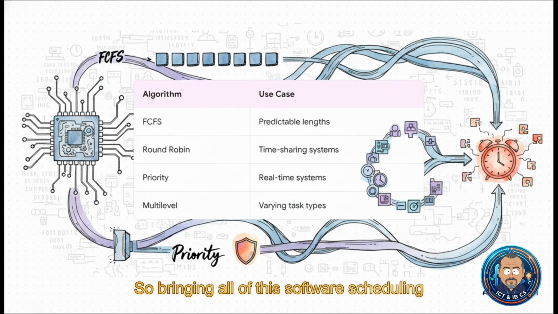So bringing all of this software scheduling together, there really is no single best algorithm. The OS is smart. It dynamically shifts between first come, first served for those simple, predictable background tasks. It uses round robin to make sure everyone gets a fair turn when you're multitasking. And it relies on priority scheduling to guarantee that your critical real-time system functions never miss a beat.